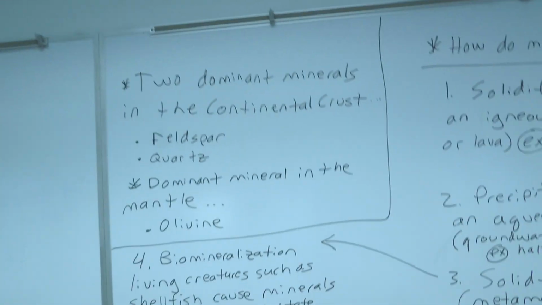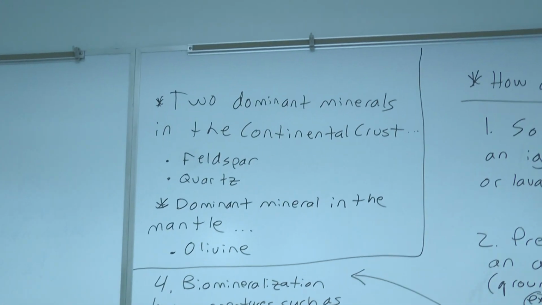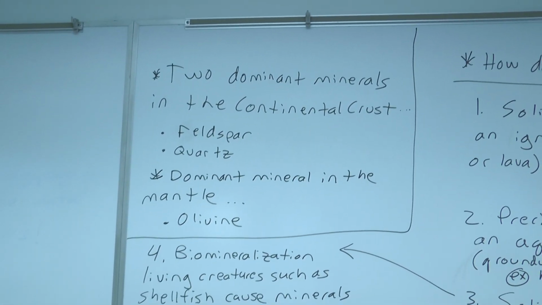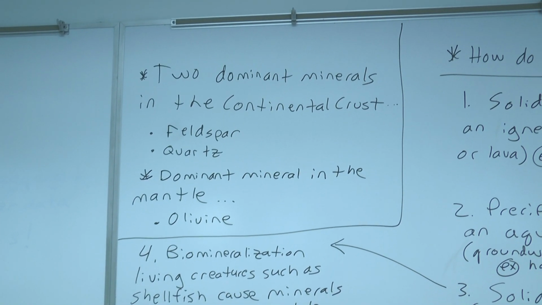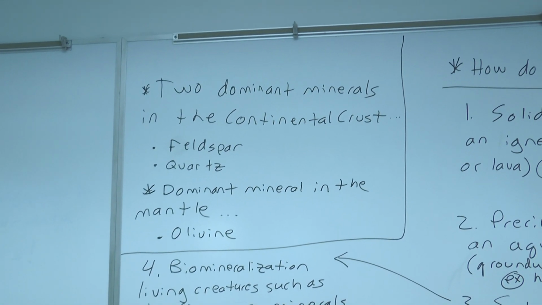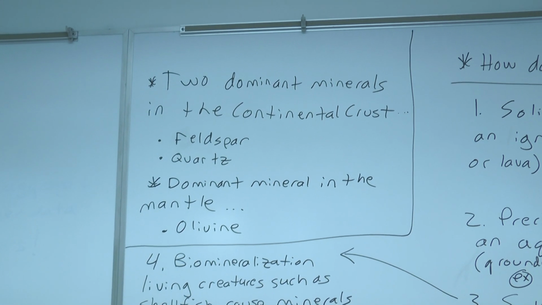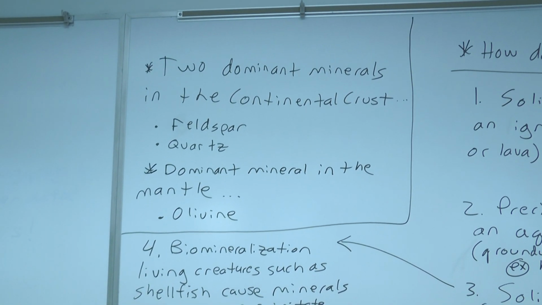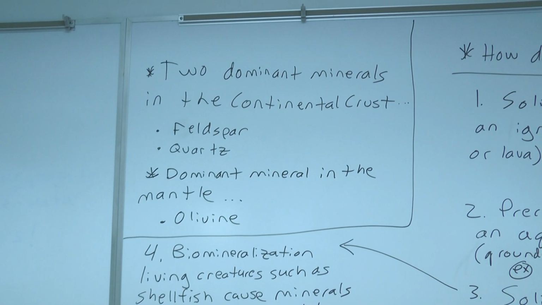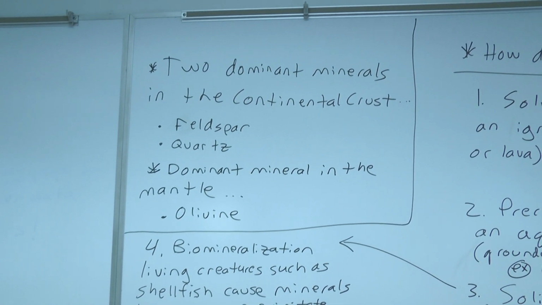Next we are going to take a look at the 2 dominant minerals in the continental crust. I may have mentioned this in some of our classes this week. The 2 dominant minerals in the continental crust are feldspar and quartz, which are also both very useful minerals, and they are commonly found in granite. And granite is the rock type making up the continental crust.